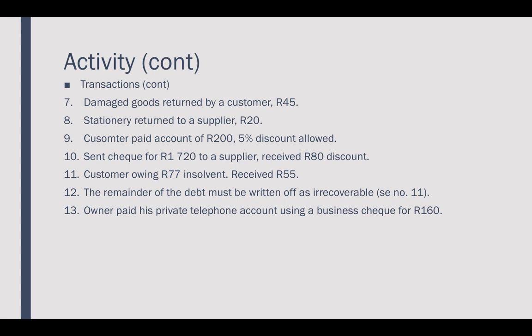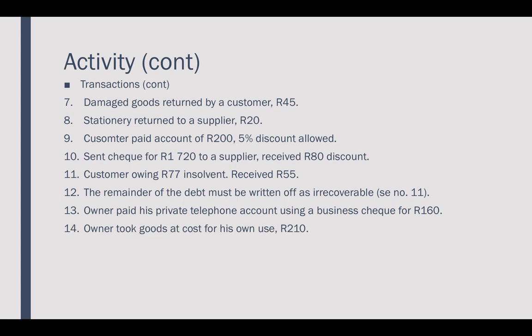Number 13. The owner paid his private telephone account using a business check for 160 Rand. Even though he paid his private telephone account, which obviously must be drawings that will be debited, it is still the business bank account that is being credited. And as such, this will be entered in the cash book on the credit side as a payment.